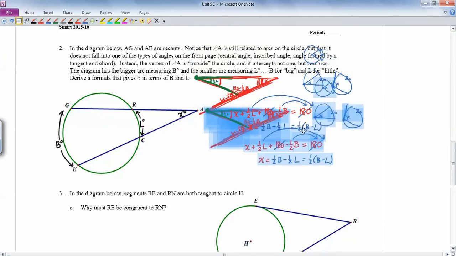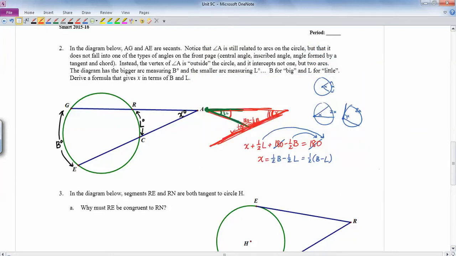And I'll put it right there. So the main idea here is that if you have an outside angle, realize it cuts out two arcs, a big arc and a little arc. And the property that you're pulling out of this whole thing is that that outside angle equals half of the big arc minus the little arc. Okay?